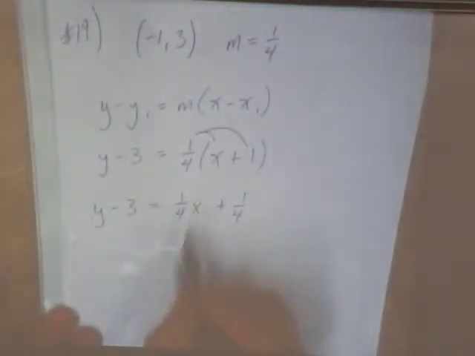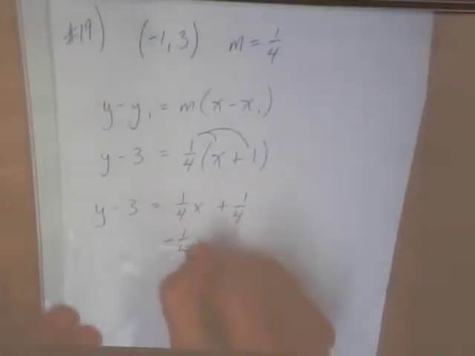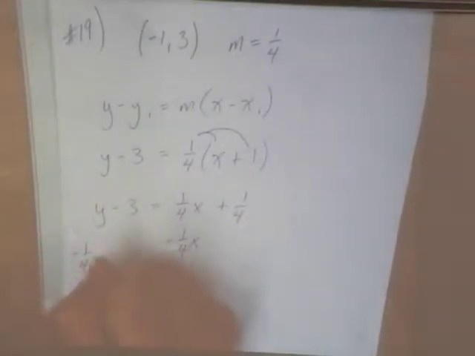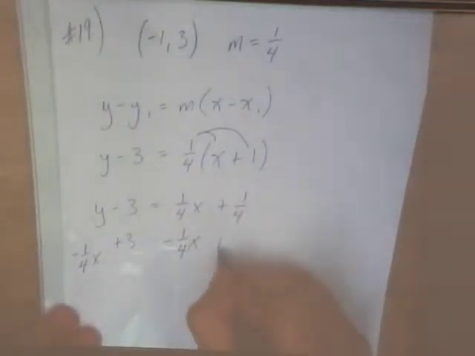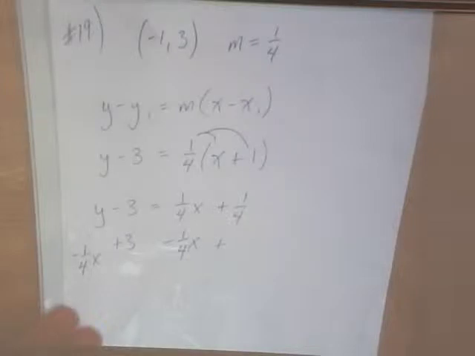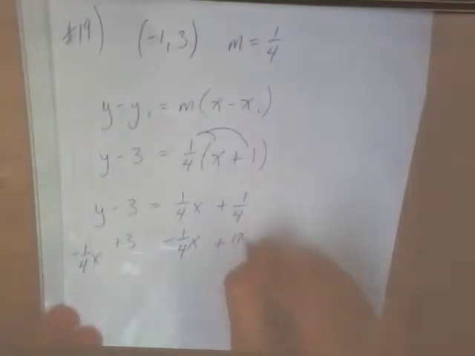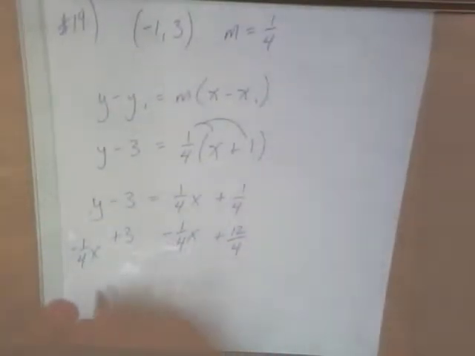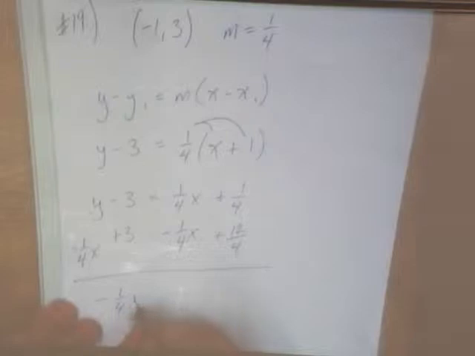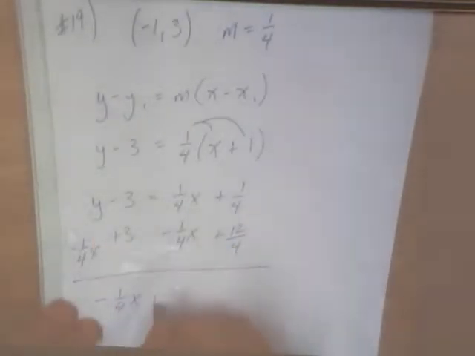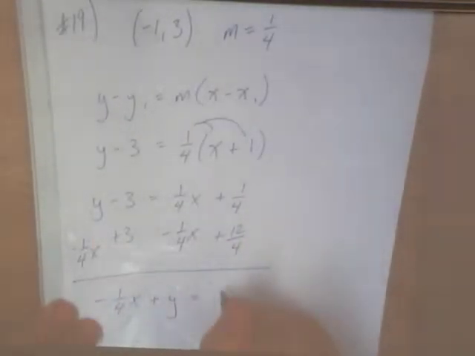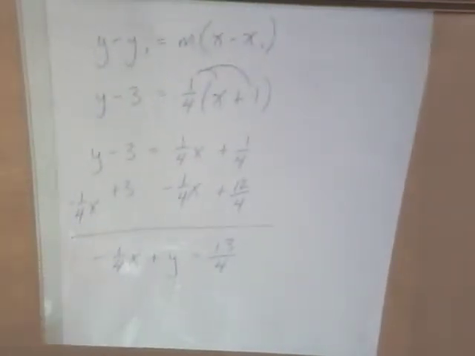The x's and the y's have to be on the left, so I'll move this over. And the constants on the right-hand side, so I'll add the 3 over. But instead of writing plus 3, what am I going to write? 12/4, right? I need common denominators. So I have -1/4 x plus y is equal to 13/4. All right, I got two problems here. My a is negative, I have to fix that. And I got fractions.